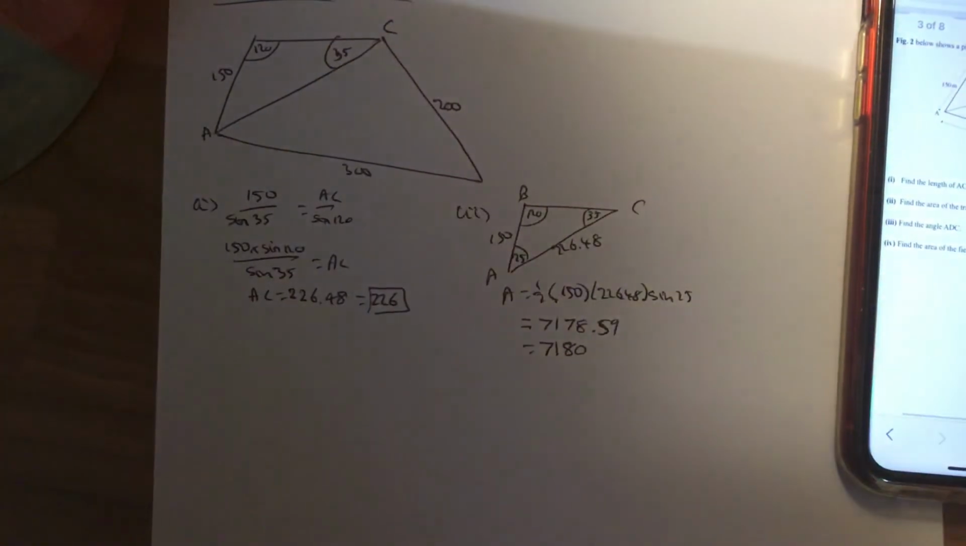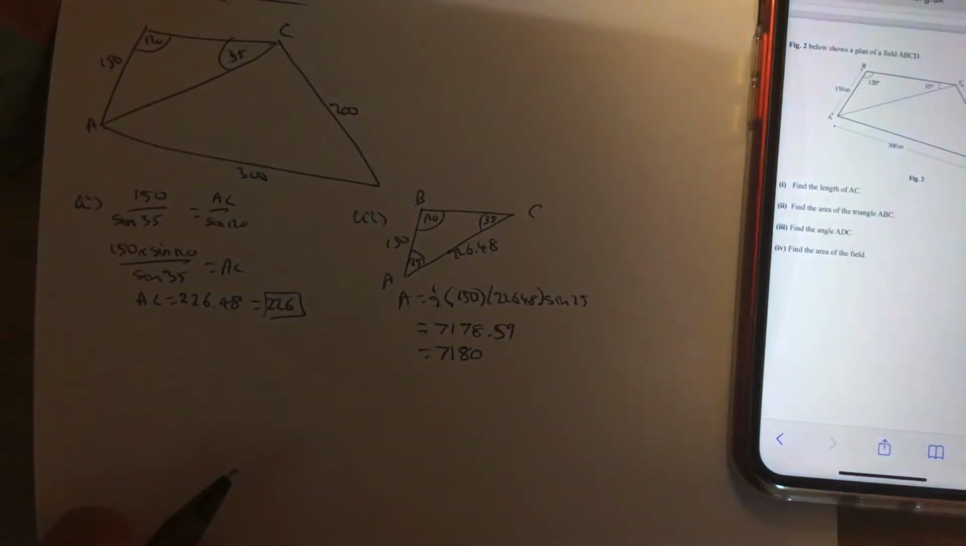So it's a half the two sides times sine the angle between them. And putting all that into your calculator, let's double check that. 150 times 226.48 times sine 25, press the equals, divided by 2. So it's 717.859. And try to remember to give it 3 significant figures. So 718.